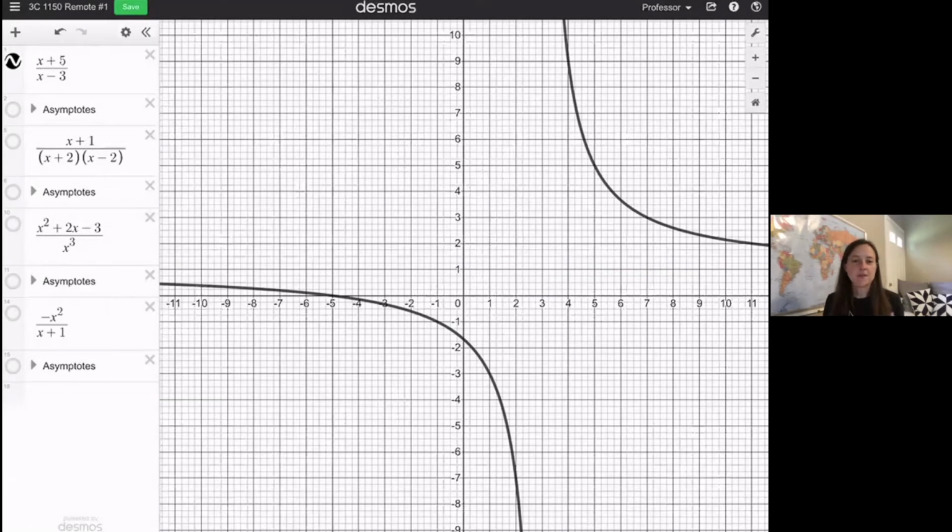And this graph is not continuous. It's got this big break in the middle. In fact, it's got these two arms to the graph that are completely disjointed. I'm going to turn on this folder that says asymptotes, and it turns on these dotted lines. Now, these are not part of the graph, but they are kind of boundaries for the graph.